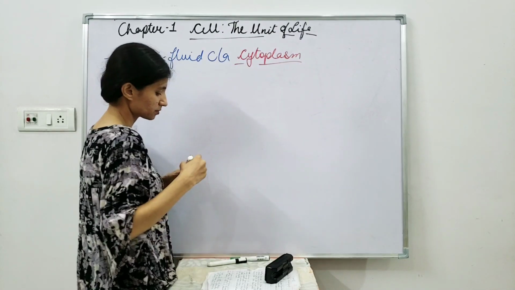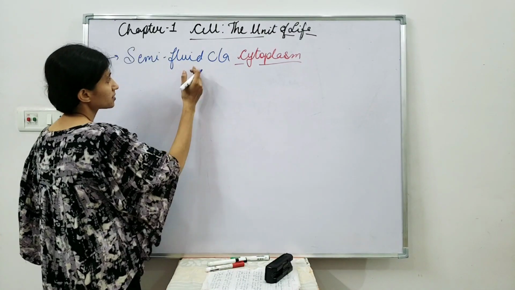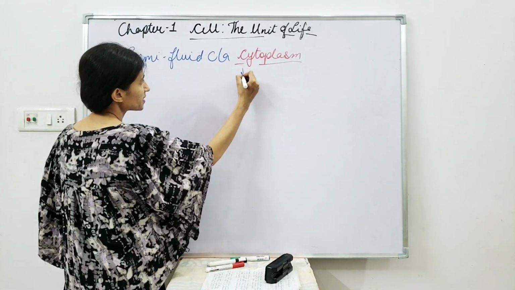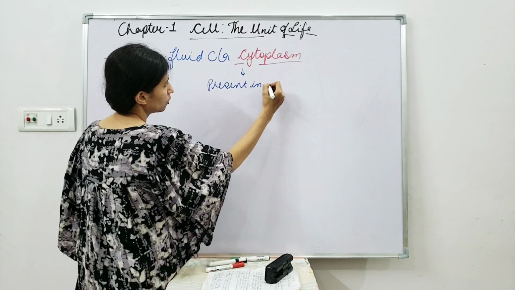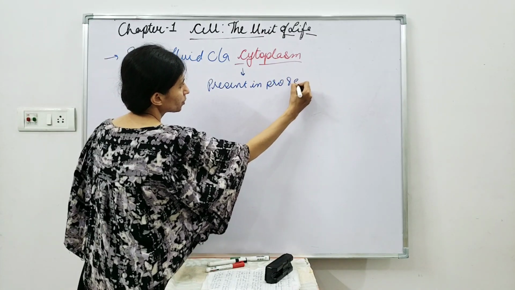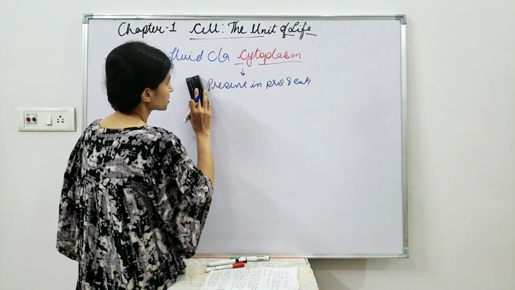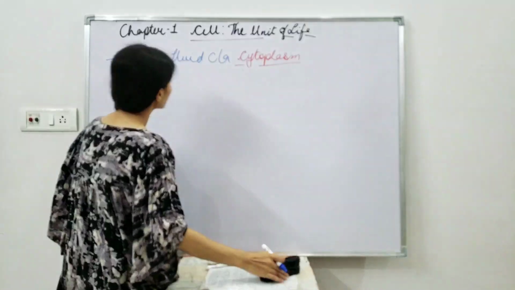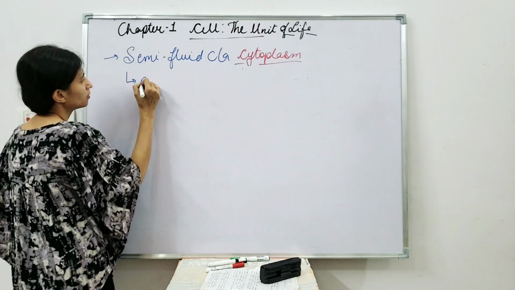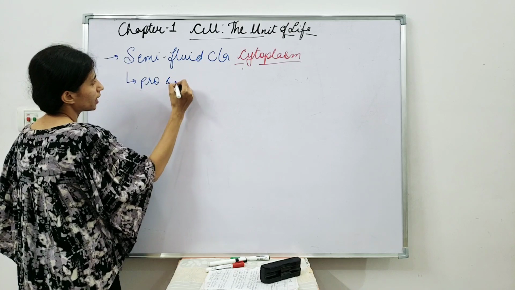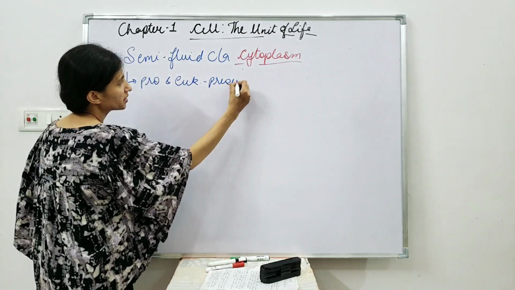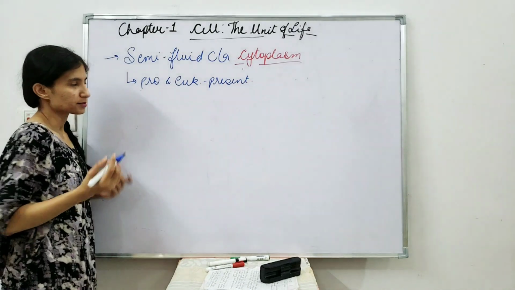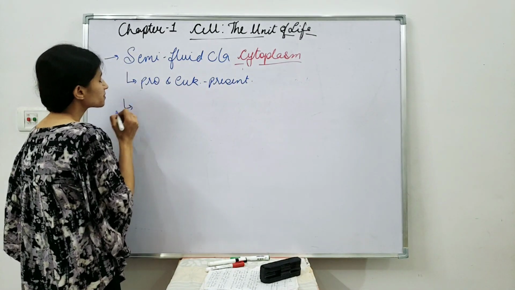This cytoplasm, which is a semi-fluid, is present in prokaryotes and eukaryotes both. I just write it on that side. Okay, so it is present in prokaryotes and eukaryotes both, it is present in both the organisms. Okay, why is this cytoplasm so important?